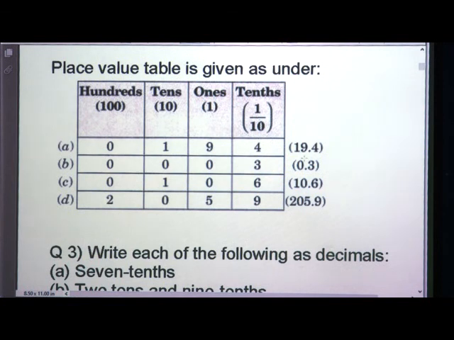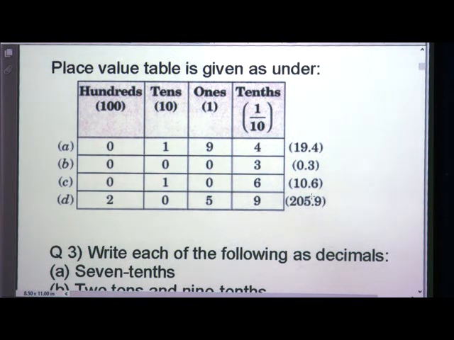Now the next question 0.3. We know in the hundreds place we have 0, in the tens place we have 0, and in the ones place also we have 0. So only the tenth part is remaining, that is 3. Hence we have denoted 0.3 in the place value table.